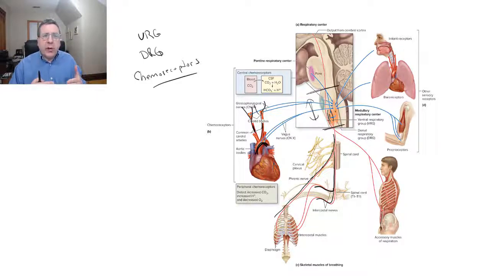That sends an efferent signal out, and it's going to go down through the phrenic nerve and intercostal nerves to stimulate those muscles to contract. When they contract, it elongates and expands your thoracic cavity, so you inhale. It's sending a signal to inhale for approximately 2 seconds.